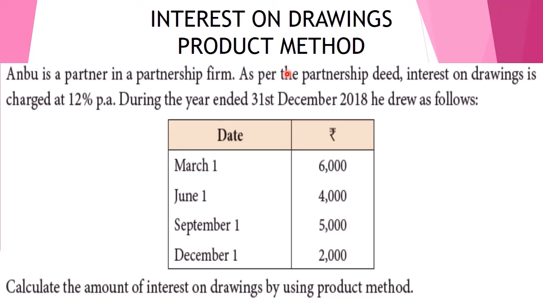Interest on drawings, product method. Anbu is a partner in a partnership firm. As per the partnership deed, interest on drawings is charged at 12% per annum. During the year ended 31st December 2018, he drew as follows. Multiple withdrawals: March 1st it is 6,000, June 1st 4,000, September 1st 5,000, December 1st it is 2,000. Calculate the amount of interest on drawings by using the product method. Let's see the solution.